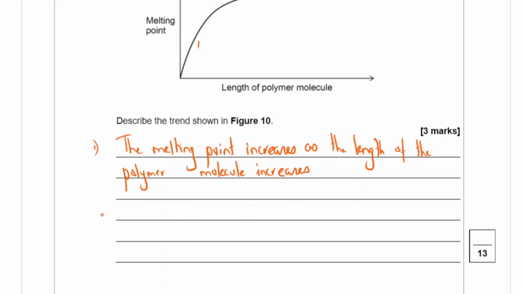But it's not always increasing. So we need to describe the second part. We can't use any values as well, there are no numbers here. So we could say the melting point levels off as the polymer molecule length increases.